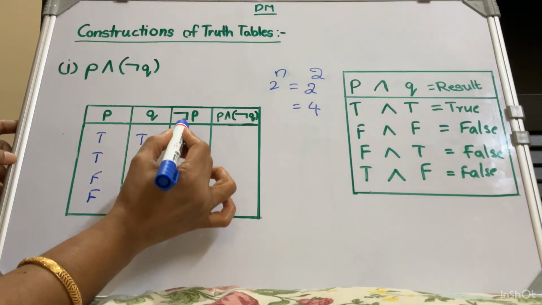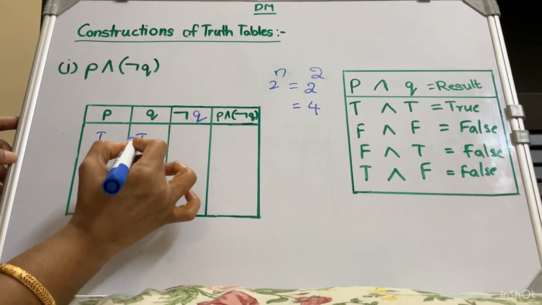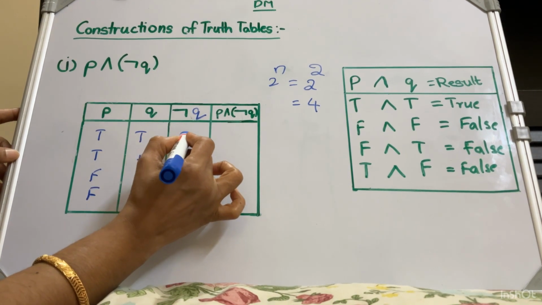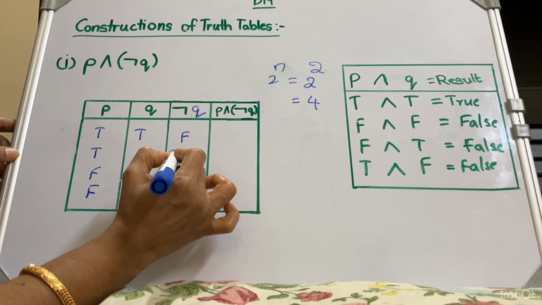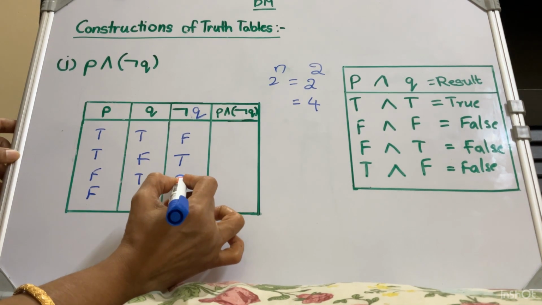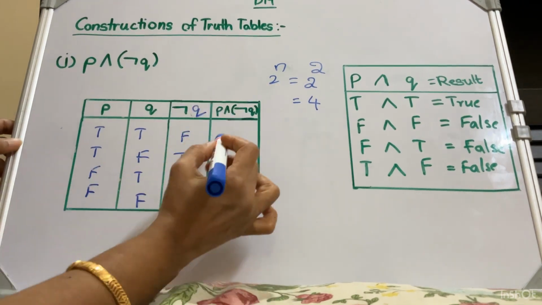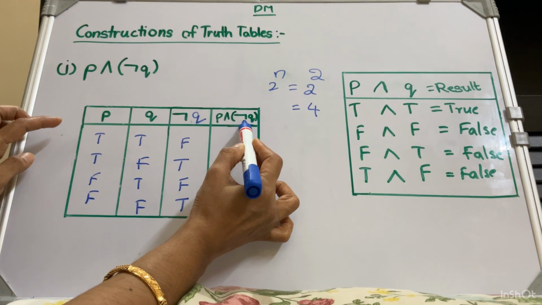And negation Q. Negation Q is nothing but if T is there in the Q column, just write F. F is nothing but false. If false is there, then you have to write T. If T is there, then you have to write F. So F, T.